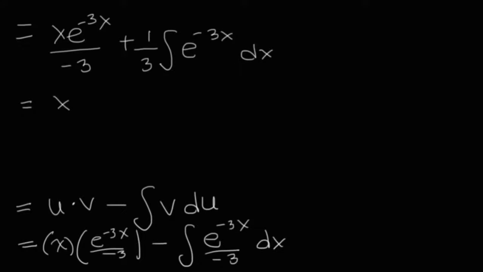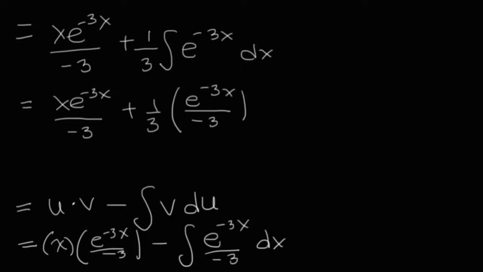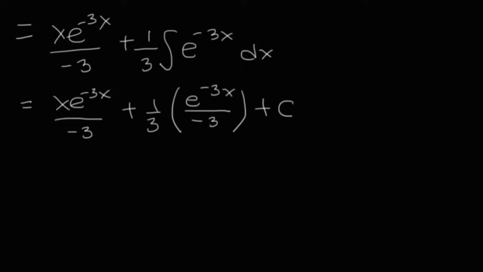Okay, and then we just get x e to the negative 3x. The negative 3 stays there. And then we do plus 1/3. And now this integral, again, what we're asking for is the antiderivative of e to the negative 3x, which we know is e to the negative 3x over negative 3. Okay, we just did that earlier. And then plus c. And now we just need to simplify a little bit, and then we're done.